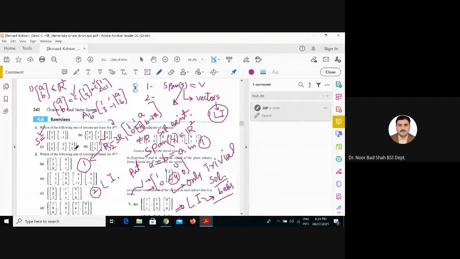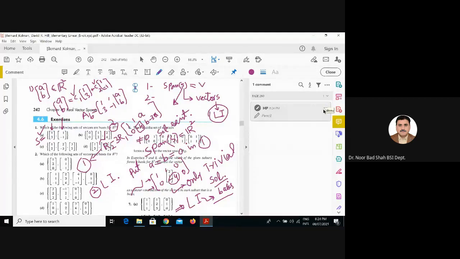And what about the dimension? You see, this set contains two elements, so the dimension will be 2. And you must remember, I told you R square has dimension 2. So its basis must contain 2 elements. Okay?